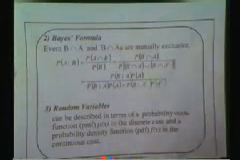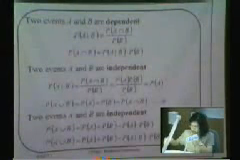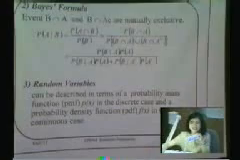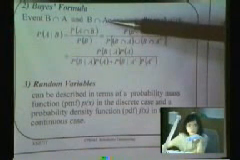Because when B occurs, there are two possibilities. One is B occurs and A occurs. The other one is B occurs but A doesn't occur, right? Therefore, these two situations are mutually exclusive. Is that clear of why these two are mutually exclusive?